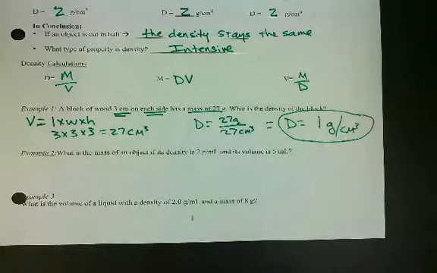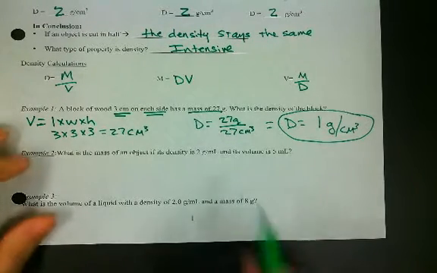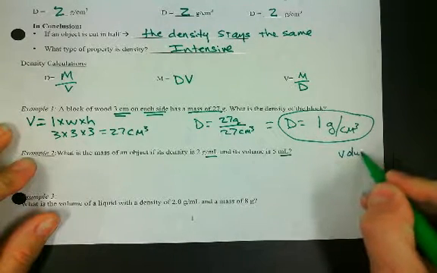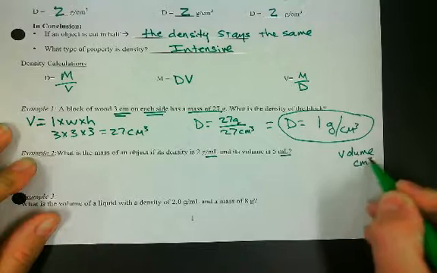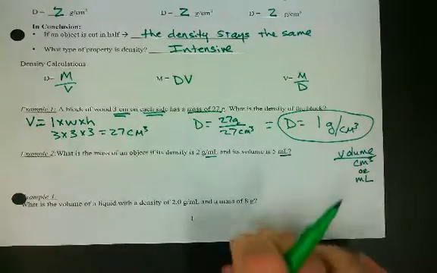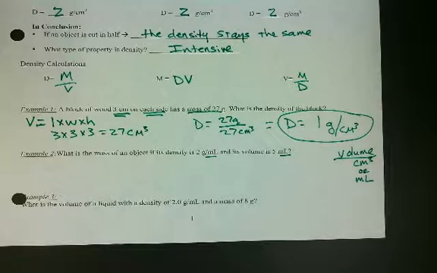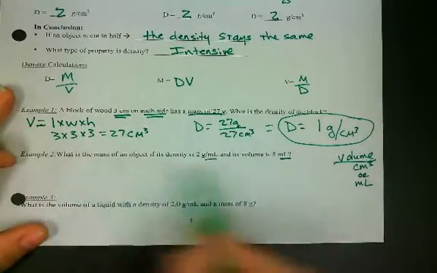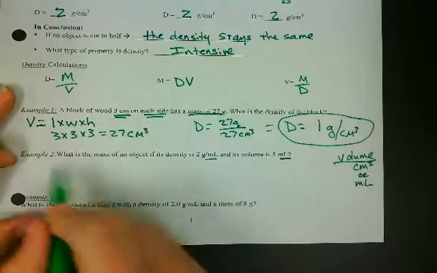So on example number 2, it says, what is the mass of an object if its density is 2 grams per milliliter and its volume is 5 milliliters? So let's point that out. Volume, really quick, can be either in cubic centimeters or milliliters, either one. It just depends on what your problem is giving you, but that answer could be correct for volume. So we are solving for this.